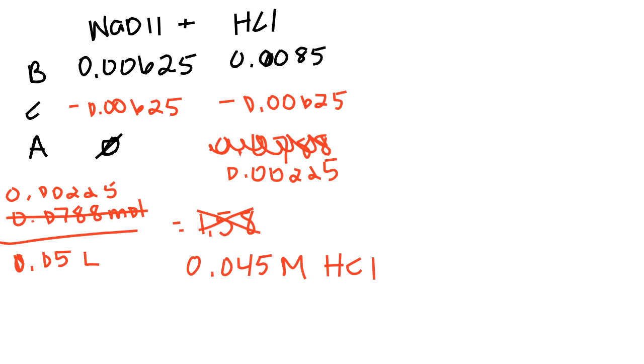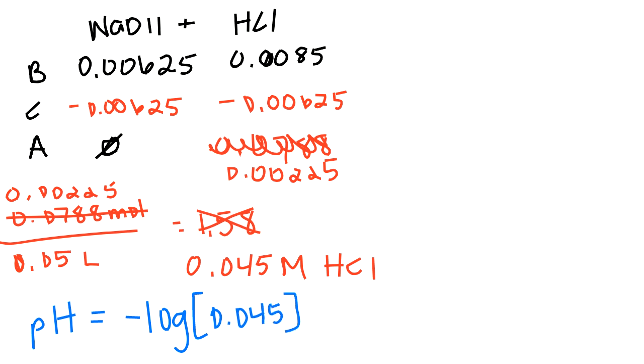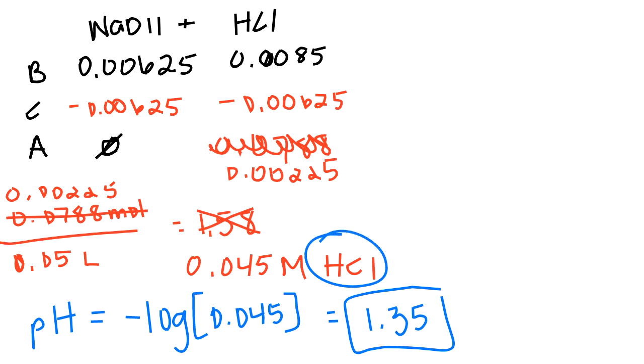So now we can find our pH by taking the negative log of our acid and we get 1.35. So for this one, we didn't have to use 14 minus because we were looking at an acid directly. We weren't looking at a base. So that's our part B.